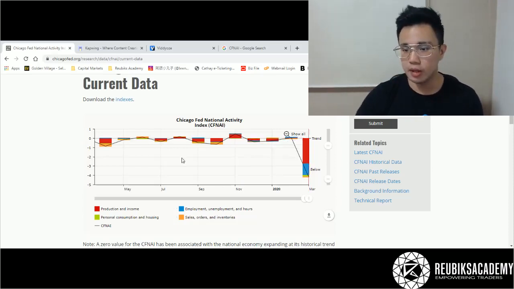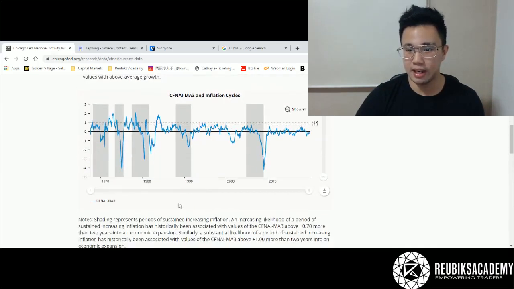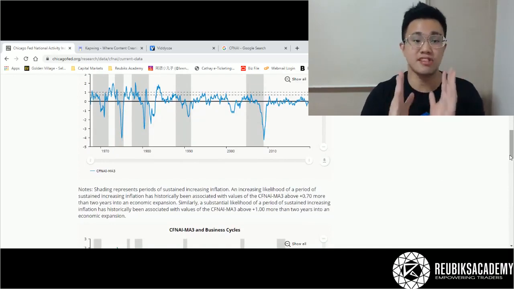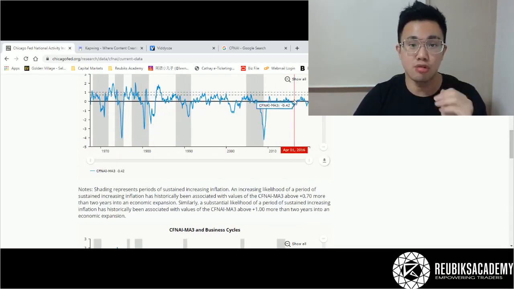Alright? Now if you scroll down, there are other indicators. Everything is the same logic. That's the good thing about this website. Everything is the same logic. The zero line means constant neutral growth.